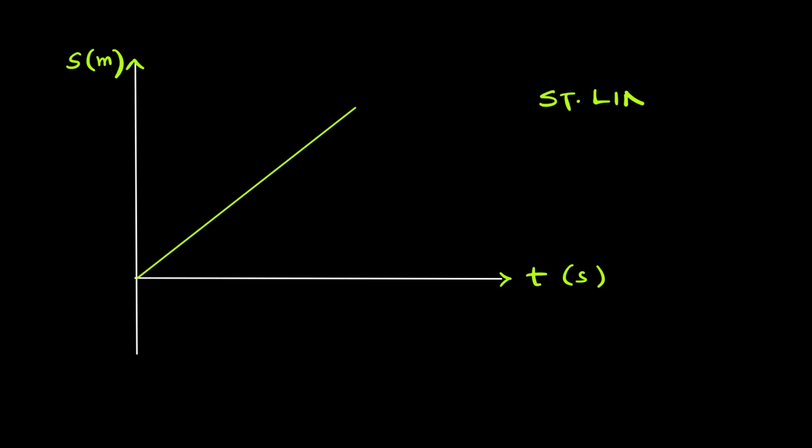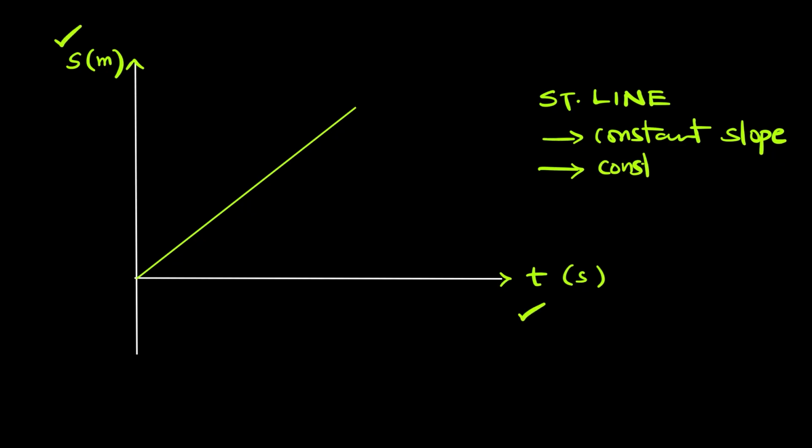Let's draw a similar graph. Something like this, in which a line is starting from the origin and it has a positive slope. Again, time goes on the horizontal axis, displacement goes on the vertical axis, and this time, since this is a straight line, it has a constant gradient, constant slope. What is the slope of a displacement time graph? That is velocity. Therefore, this line represents constant velocity.